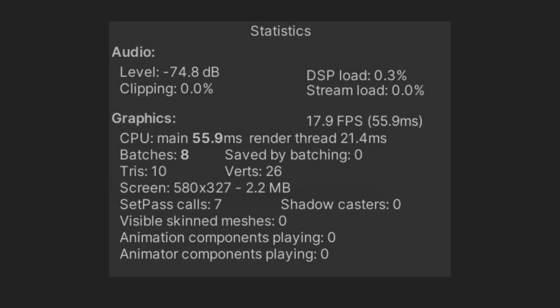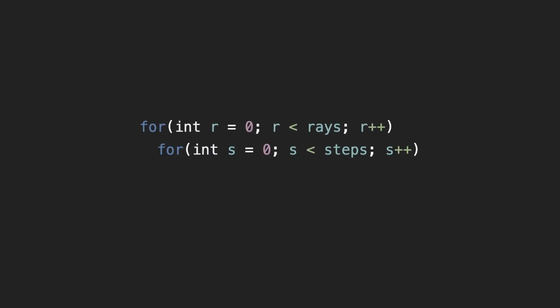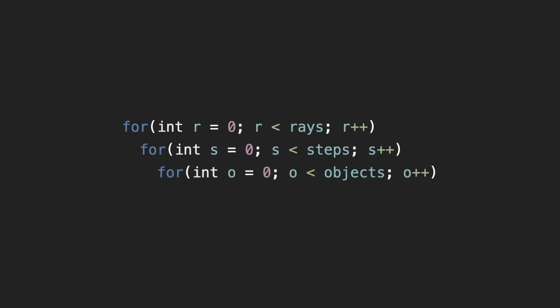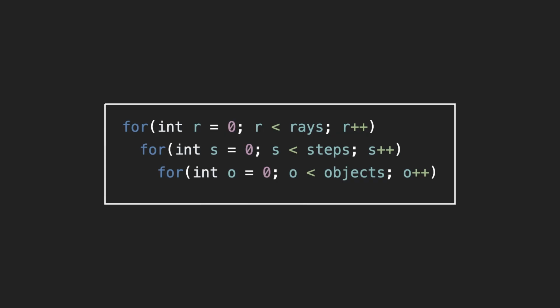Back to the video. We have a big problem though, performance. Currently, every frame, we're looping once through every ray we cast out from the camera, another time to go through each of the steps we take along each ray, and lastly, we loop through all of the objects in the scene to find out if our ray is inside one of them. That's three nested loops every single frame.